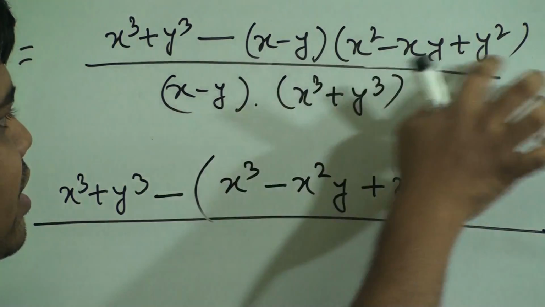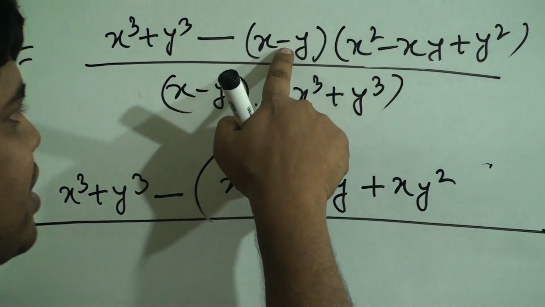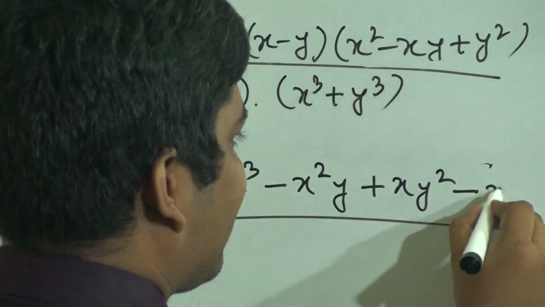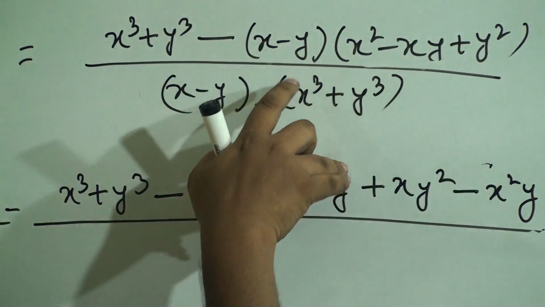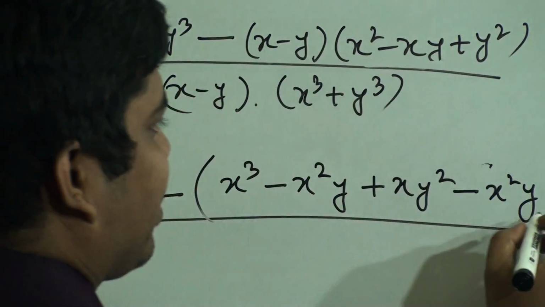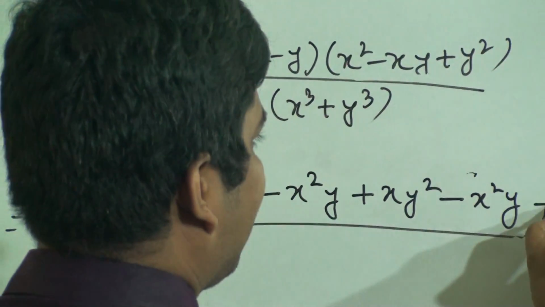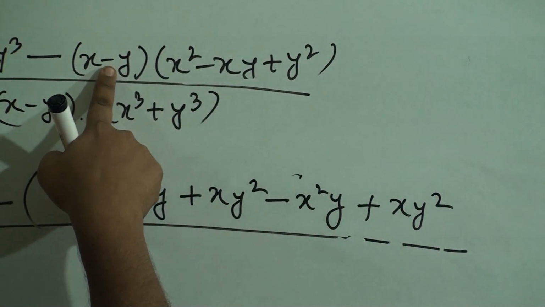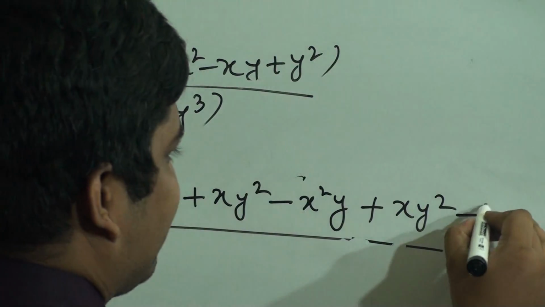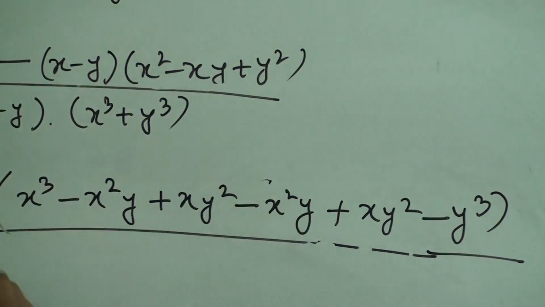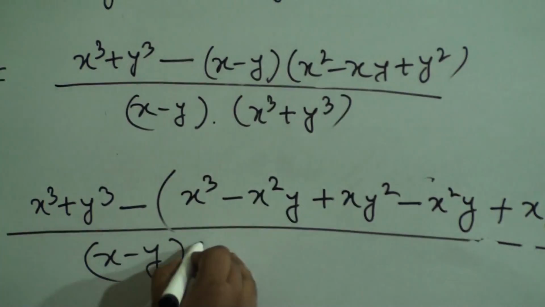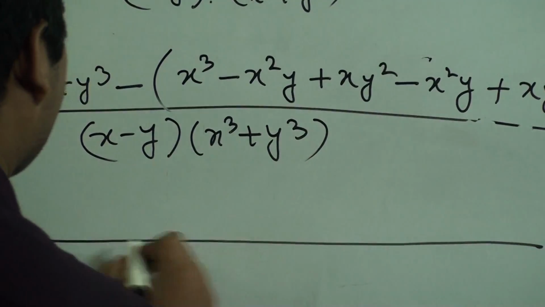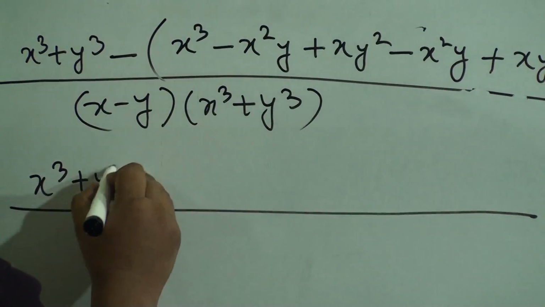After that we multiply this whole expression by minus y. If we multiply minus y with x square, we get minus x square y. Now we multiply minus y with minus xy, and it will be minus minus plus, x y square. Finally we multiply minus y with plus y square, and it will be minus y cube. And here x minus y into x cube plus y cube. So now we write x cube plus y cube.